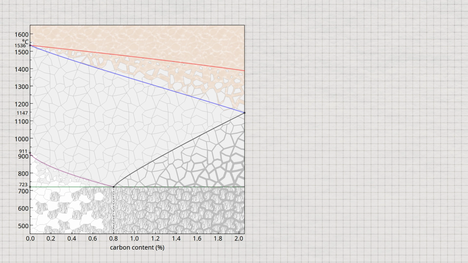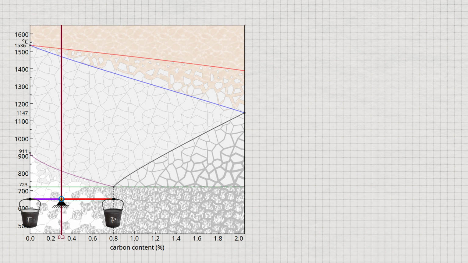For a hypoeutectoid steel with 0.3% carbon, the microstructure at 650 degrees Celsius consists of ferrite grains and pearlite grains. To determine the respective microstructural proportions, the lever arms are drawn from the considered state point up to the phase ferrite at 0% carbon and up to pearlite at 0.8% carbon. It should be noted that pearlite has a eutectoid composition of 0.8% carbon, and this concentration therefore represents pearlite.